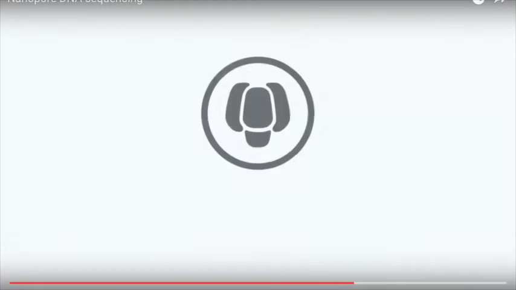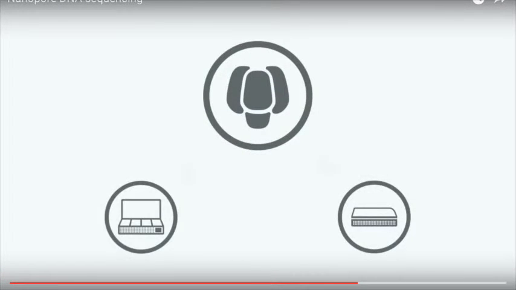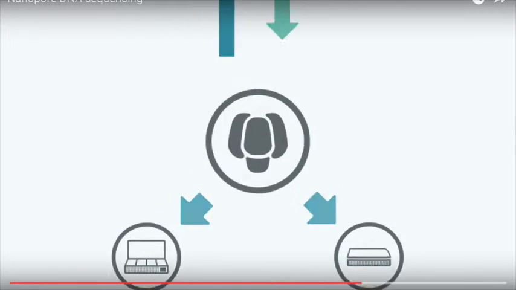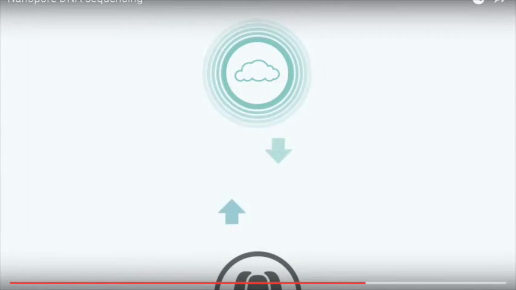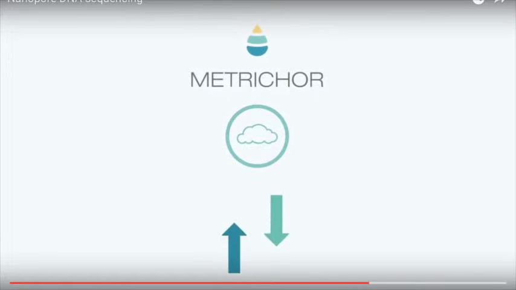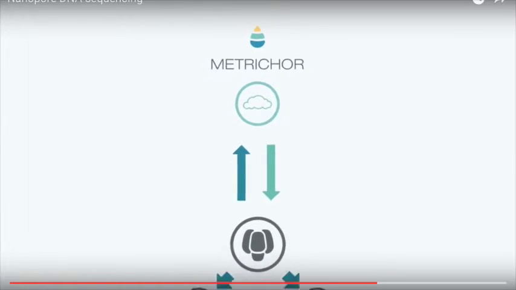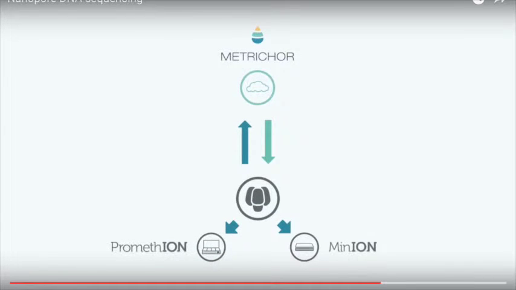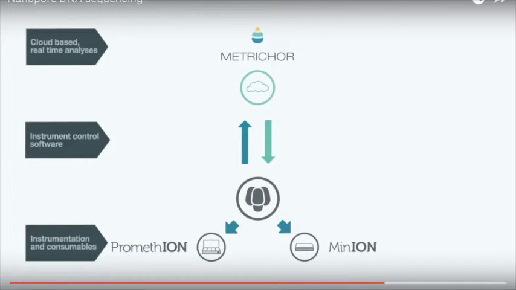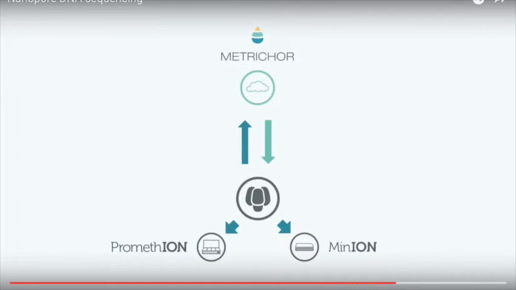Nanopores start to stream data as soon as the experiment begins. This data is processed by the instrument control software and can be uploaded to Metrichor, an on-demand cloud-based data analysis and bioinformatics platform. This allows the user to continue an experiment until sufficient data has been produced to determine the answer to the biological question, for example, the presence of a specific mutation.